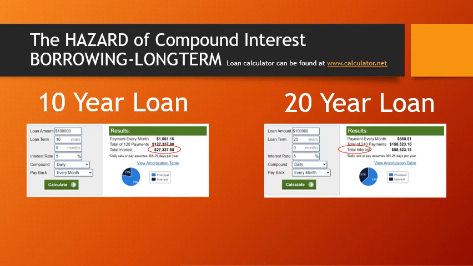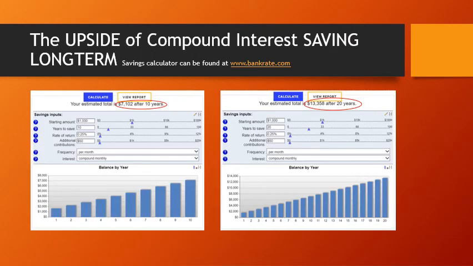But by the time you're done paying off your loan in 20 years, you will have to pay back $158,523.15. So essentially, you're only going to be getting $100,000 for that loan, but you're going to have to be paying back $58,523.15 more than that because of the amount of interest you're going to have to pay. Okay, so that was the bad news. Now let's take a look at the good news.